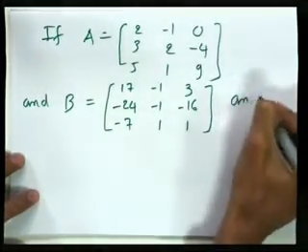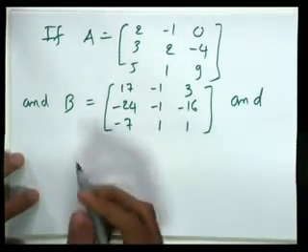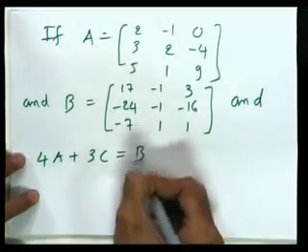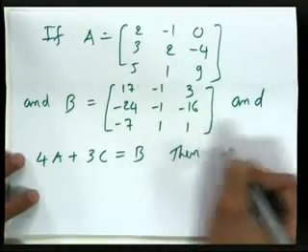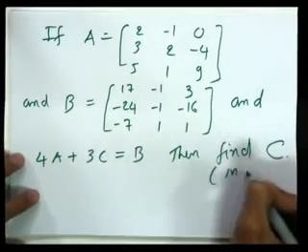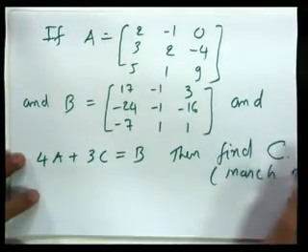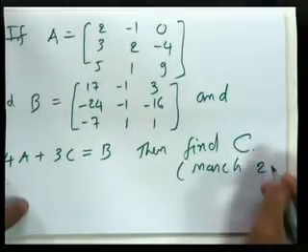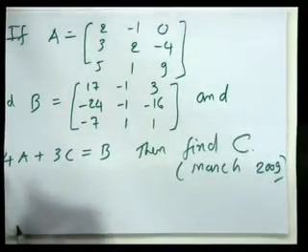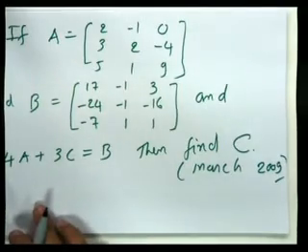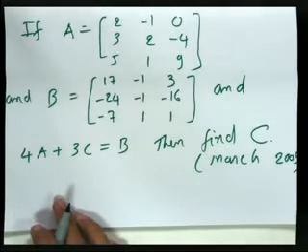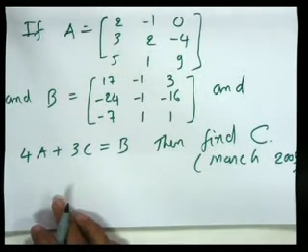and 4A plus 3C is equal to B, then we need to find matrix C. This is the example which was asked in March 2009. So here we have been given two matrices A and B, and also 4A plus 3C is equal to B, and we want to find the matrix C.